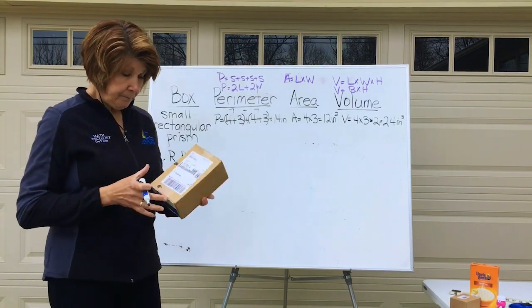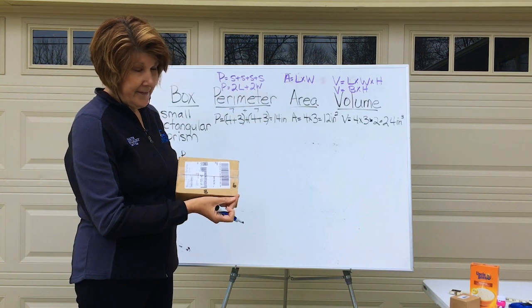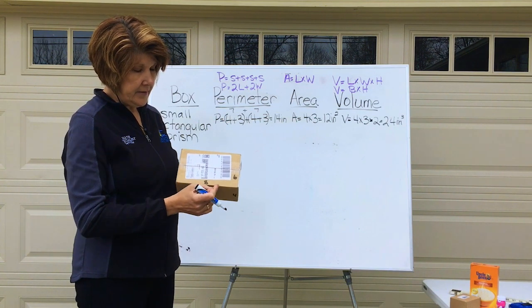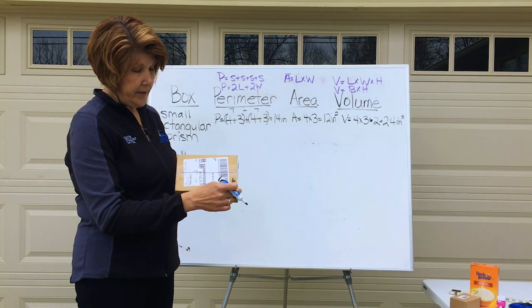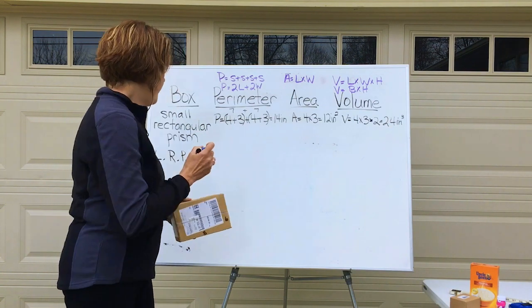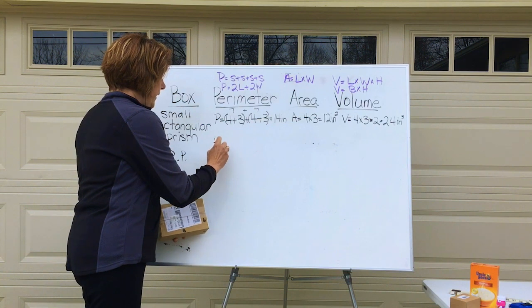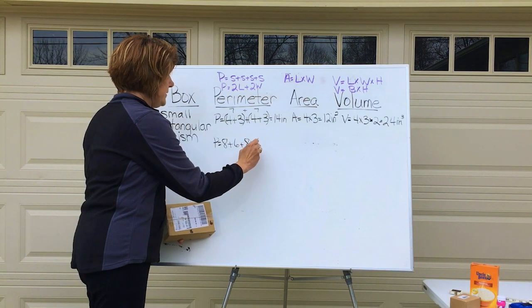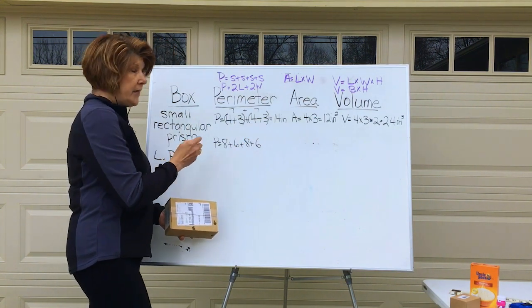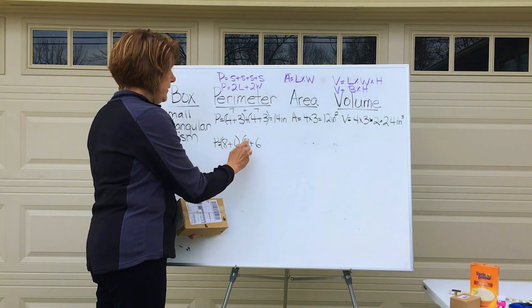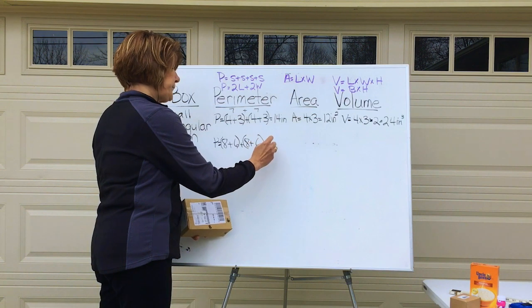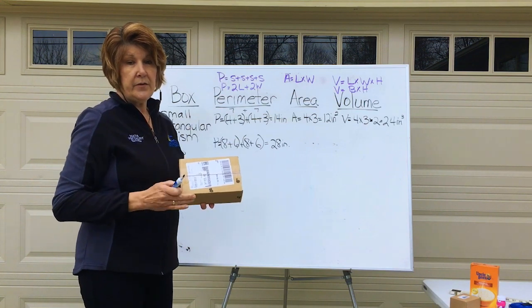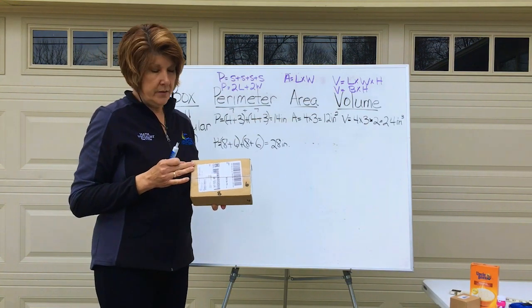So perimeter, our length is 8, our width is 6. So again, if this is 8, the top side is 8. If the right is 6, the left is 6. So we're going to record our perimeter as 8 plus 6 plus 8 plus 6. And if we group those together, 8 plus 6 is 14. 14 plus 14, 28 inches. So the distance around this rectangle is 28 inches.